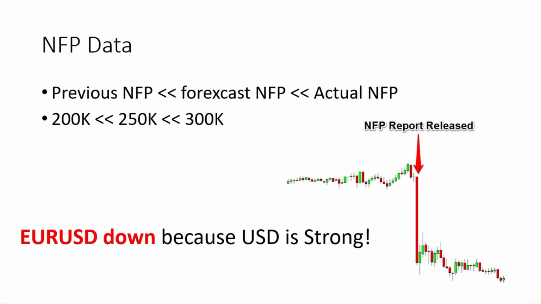And this can be a really, really excellent result. As you can see, we have 100K better than the previous NFP in this example, and 50K better than forecast. So in this case, usually we can see US dollar strength. Because we have a strong US dollar, euro dollar will go down, as you can see on this picture.